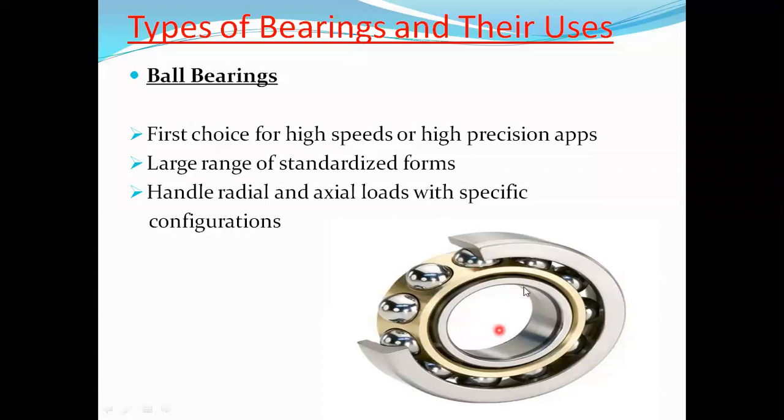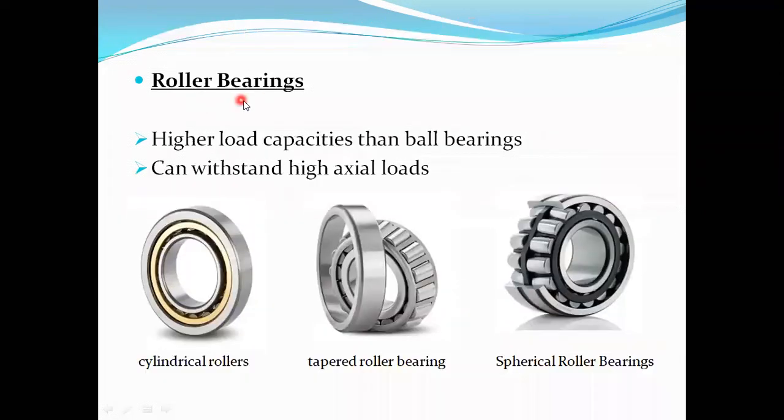So this is the figure. It is an example of ball bearings. Next is the roller bearings. Whatever figures you are seeing are examples of roller bearings. It is of three types. It may be cylindrical rollers, which are bearings in the form of a cylindrical shape, and tapered roller bearings. Here, it is tapered, that is, the diameter is continuously decreasing from one end to the other end. So we will call it a tapered roller bearing.